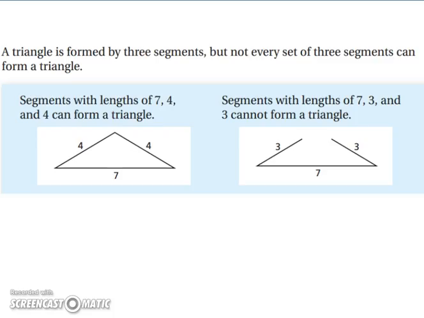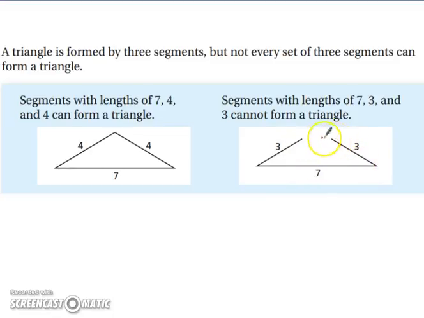Alright, let's get a little more specific about triangles. A triangle is formed by 3 segments, but not every set of 3 segments is going to be able to make a triangle. Well, if you had 4, 4, and 7, you could make a triangle, but what would happen if 2 of your sides were, say, 3 and the other one was 7?